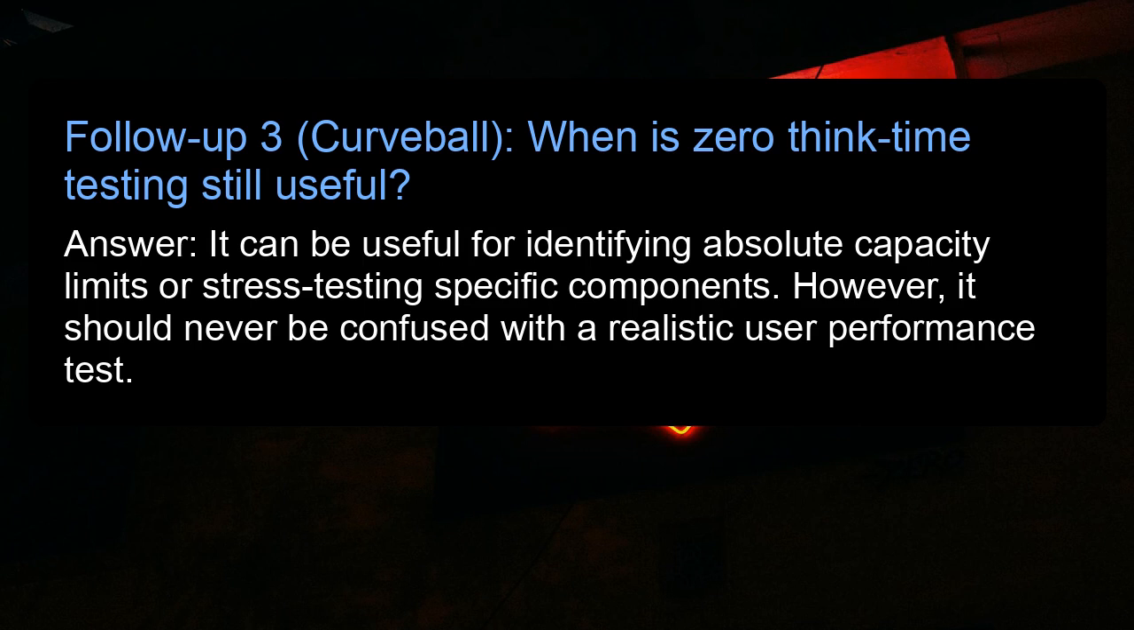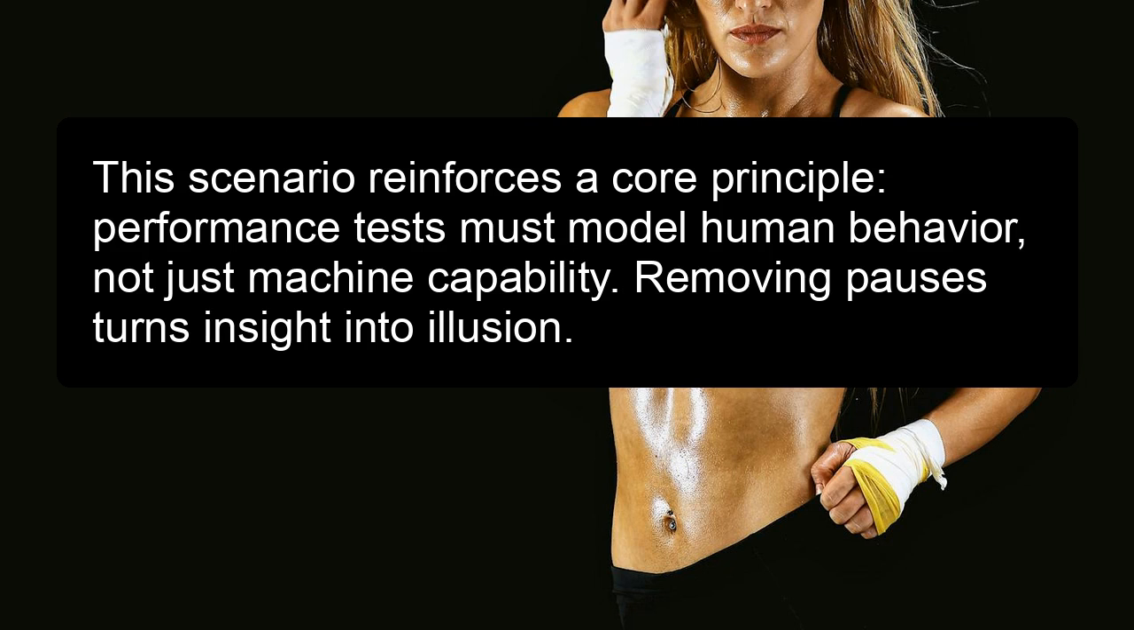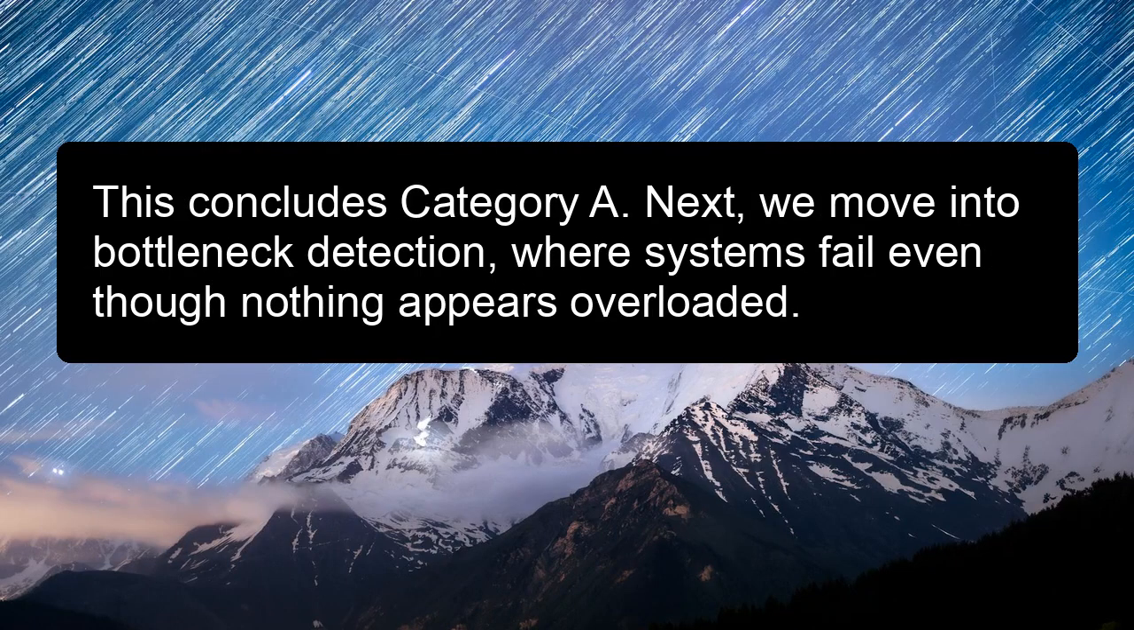However, it should never be confused with a realistic user performance test. This scenario reinforces a core principle. Performance tests must model human behavior, not just machine capability. Removing pauses turns insight into illusion. This concludes Category A. Next, we move into bottleneck detection, where systems fail even though nothing appears overloaded.